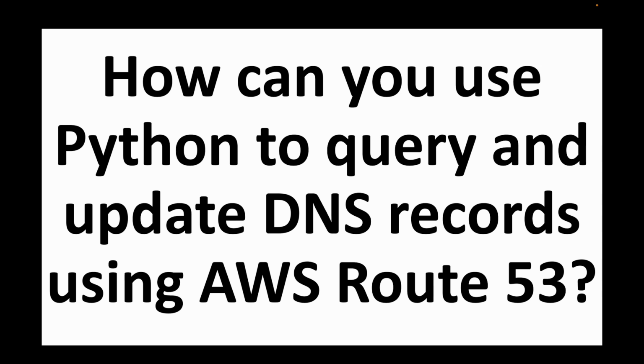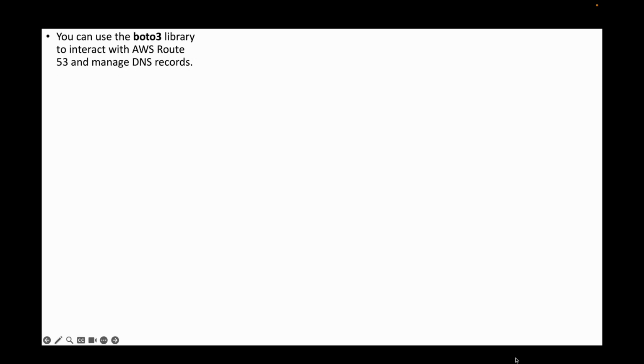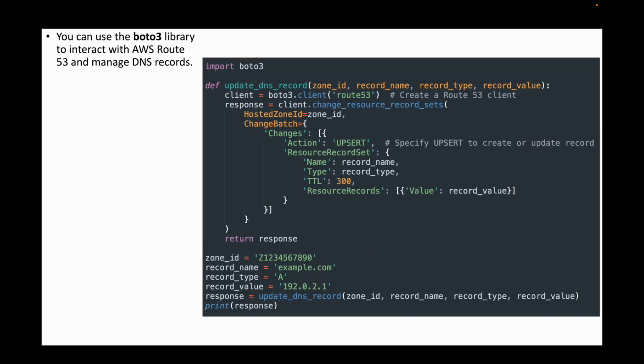The next question we have is, how can you use Python to query and update DNS records using AWS Route 53? So again, for this, we'll make use of the Boto3 library, which will allow us to interact with the AWS services, which in this case will be Route 53, and we can use that to manage our DNS records. So here I have an example script.